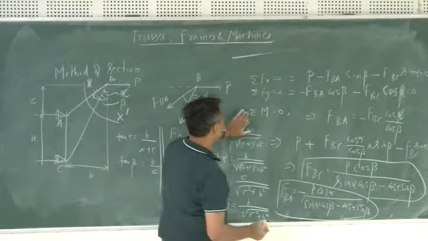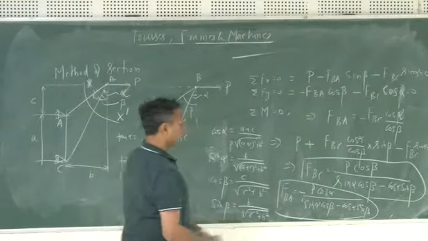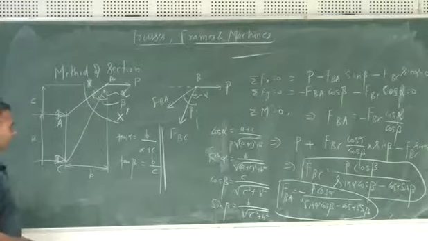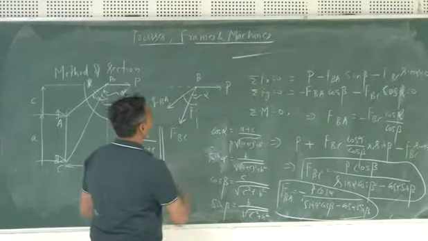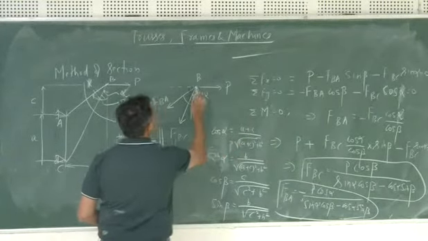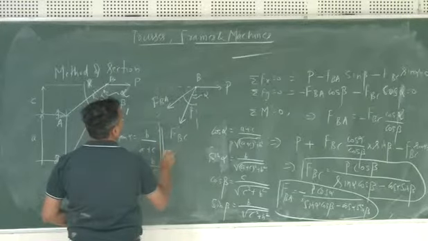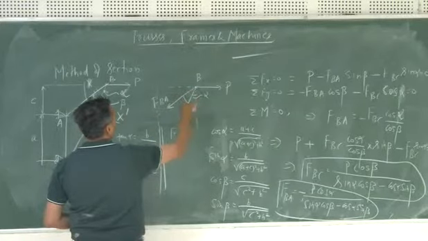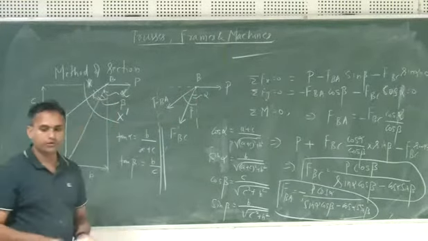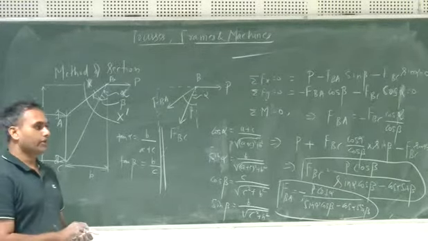The third equation you can use just to verify whether the results you have obtained are correct or not. How are you going to apply this third equation? Take moment about somewhere here. If you take moment about this, the y component about this, you can verify this. Yes, we are done with the method of joints as well as the method of sections.